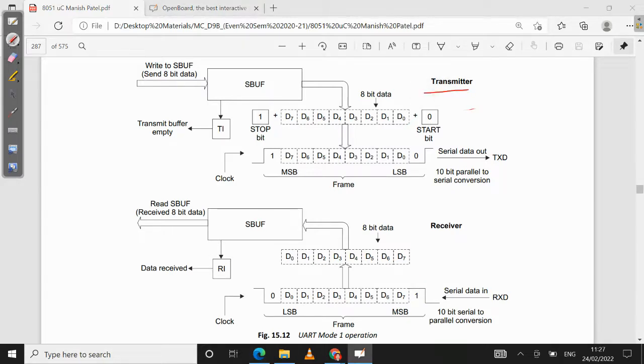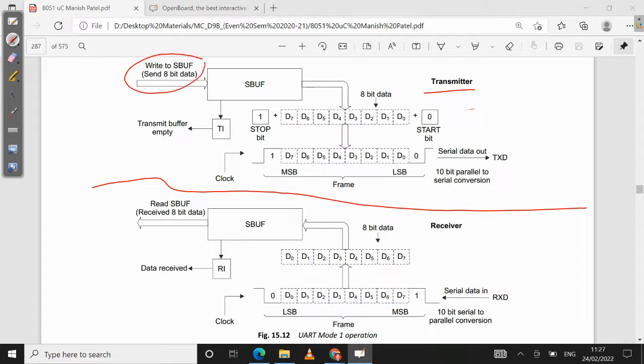So when you are transmitting, the transmitter section is up, and below you have a receiver section. In the transmitter, what is happening? You write 8 bit data to SBUF, and the 8 bit data D0 to D7 is there. Your start bit is 0, which is added to the data bits. Then you have a stop bit, which is always 1, which is also added.